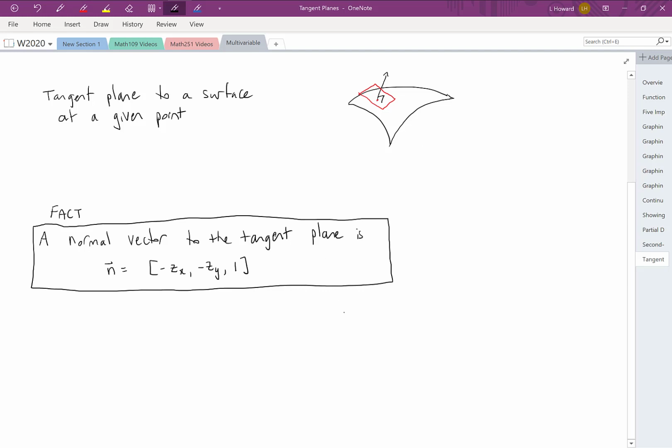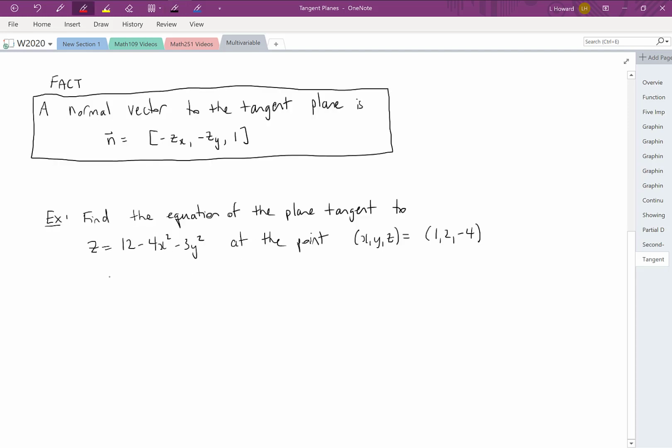So let's see how to use this fact to solve a problem. Let's find the equation of the plane tangent to the surface z equals 12 minus 4x squared minus 3y squared, at the point where x, y, z equals 1, 2, negative 4. Well, first thing we'll start with is just calculating this normal vector. According to our fact, the normal vector is going to be minus z sub x, minus z sub y, 1. The partial of z with respect to x is going to be minus 8x, but there's a sign change, so it becomes 8x. The partial of z with respect to y is going to be minus 6y. Change the sign on that to get 6y, and then comma 1.